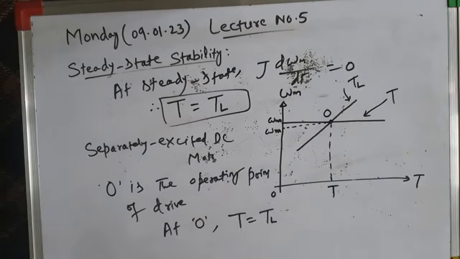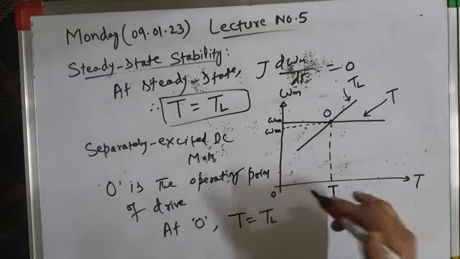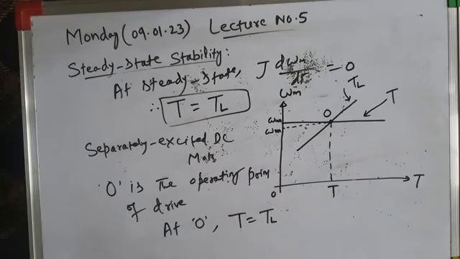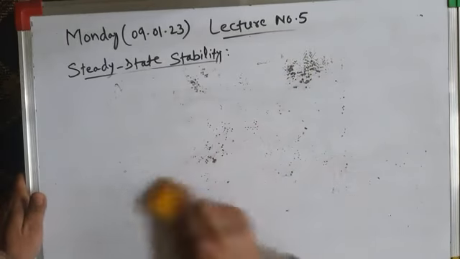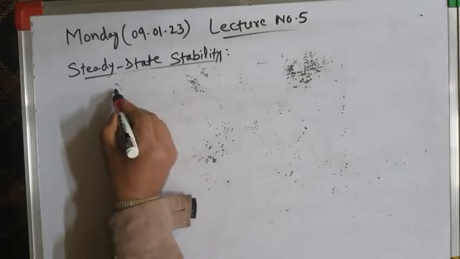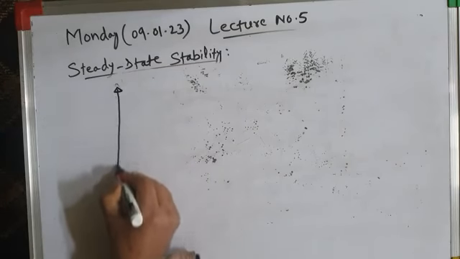On the other hand, the operating point will be unstable if there is a small disturbance or perturbation in torque or speed, and the motor or the drive runs away from its operating point. To make things very clear, let me explain it with the help of a few examples. I will take about three cases.